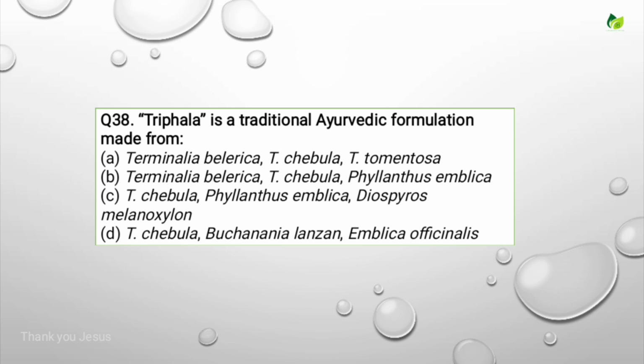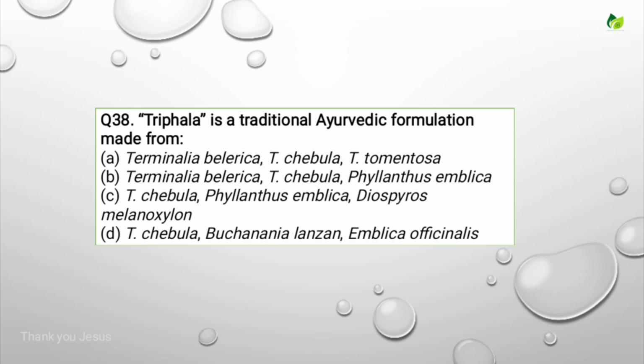Triphala is a traditional Ayurvedic formulation that is made from. Options are given: Terminalia bellerica, Terminalia chebula, Terminalia tomentosa. Terminalia bellerica, Terminalia chebula, Phyllanthus emblica. Terminalia chebula, Phyllanthus emblica, Diospyros melanoxylon. Terminalia chebula, Buchanania, Emblica officinalis. Among them you have to pick the correct three plants which are used in Triphala making.